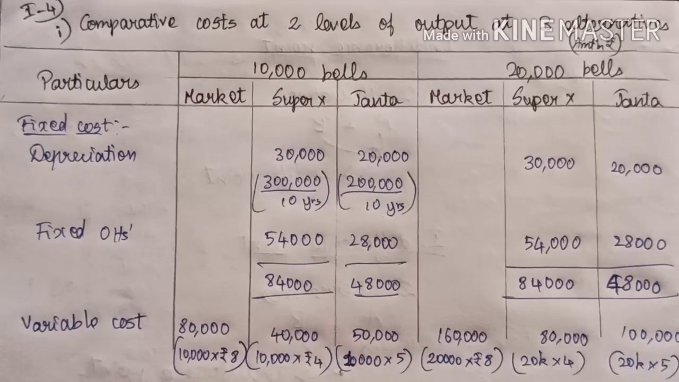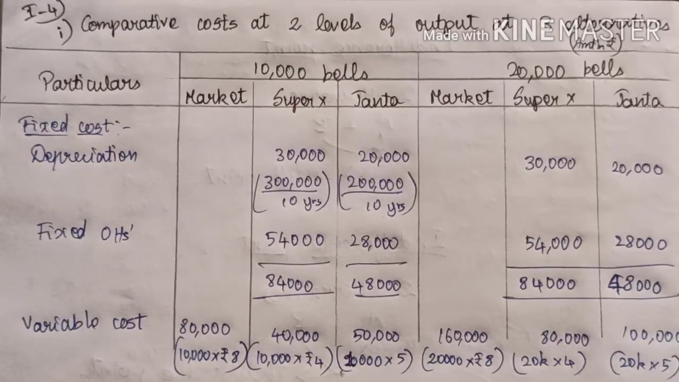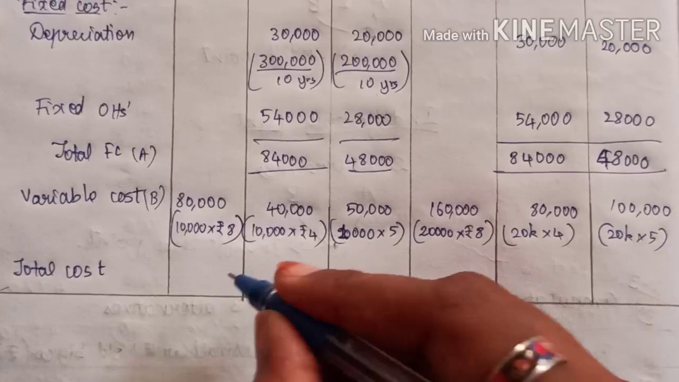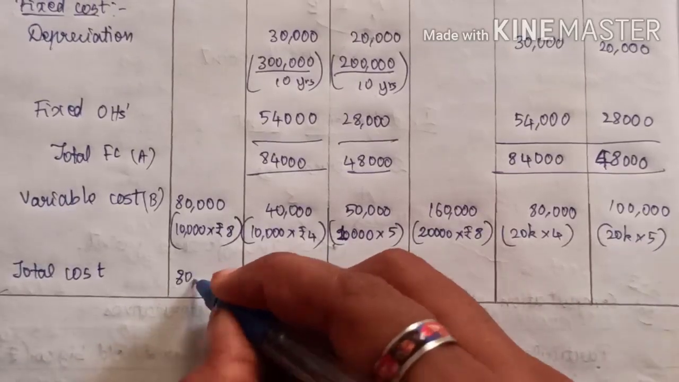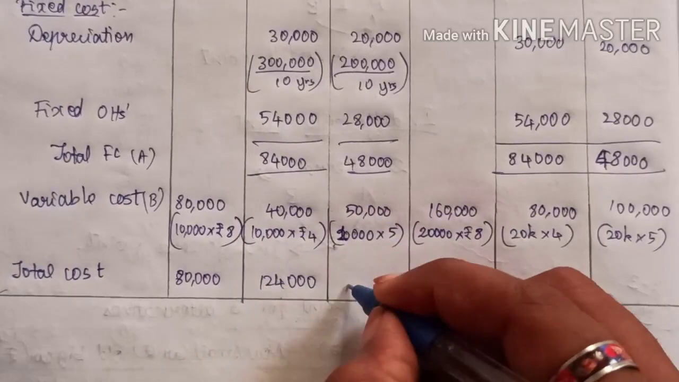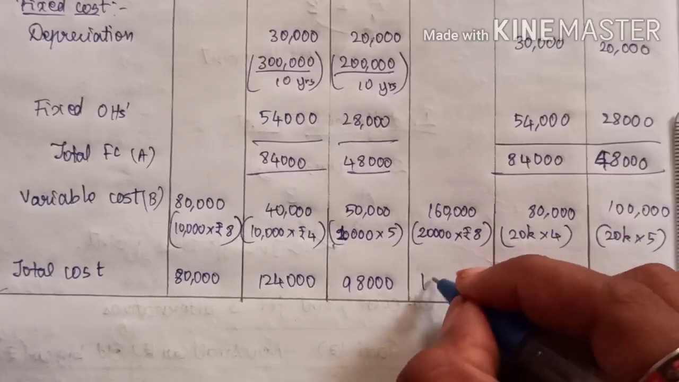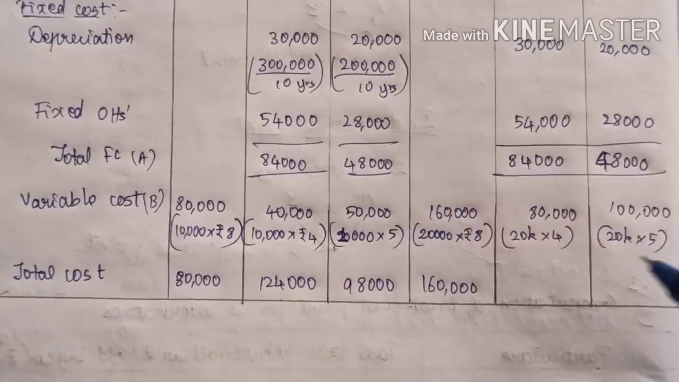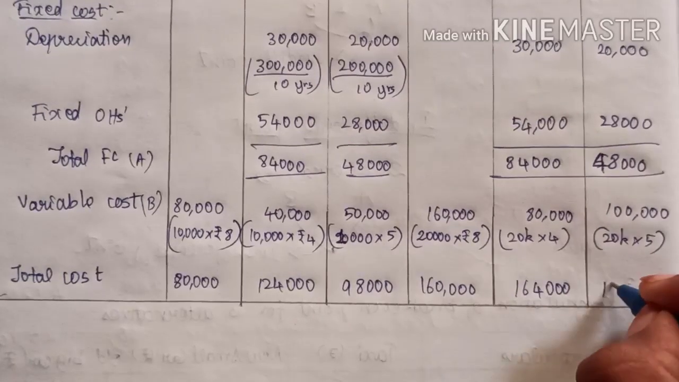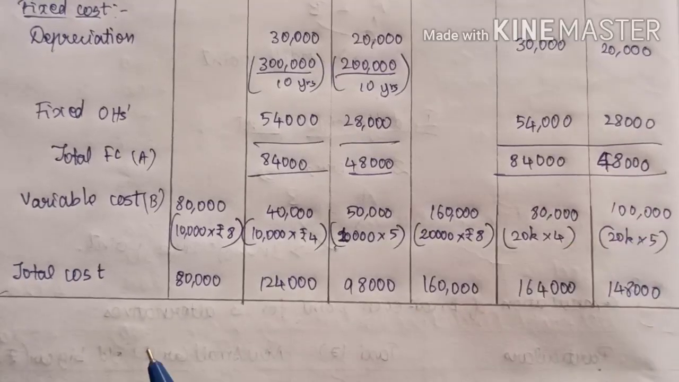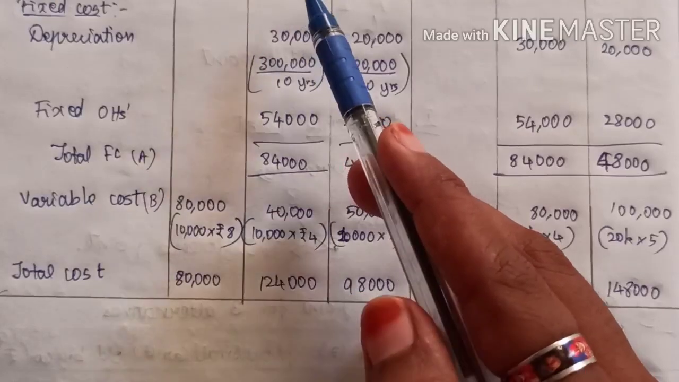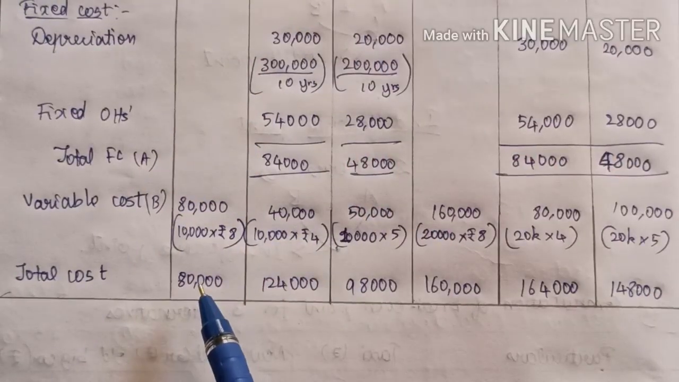And then we have to find the total cost. The total cost is, we have to add both fixed cost and variable cost. Here 80,000 and 1,24,000, 98,000, and here 1,60,000. Here there is no fixed cost. And then 1,64,000, 1,48,000. See, if you analyze this, you will know that at 10,000 level, the 80,000 is cheaper.